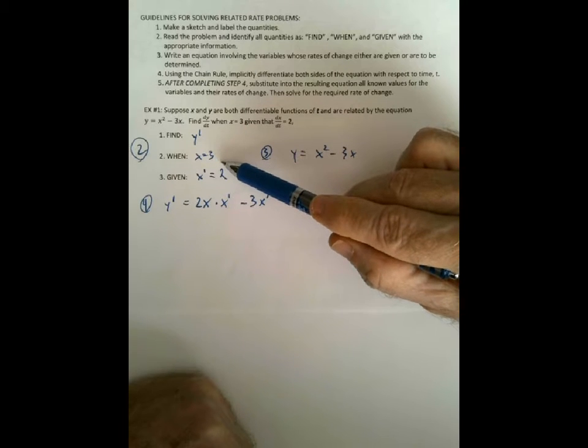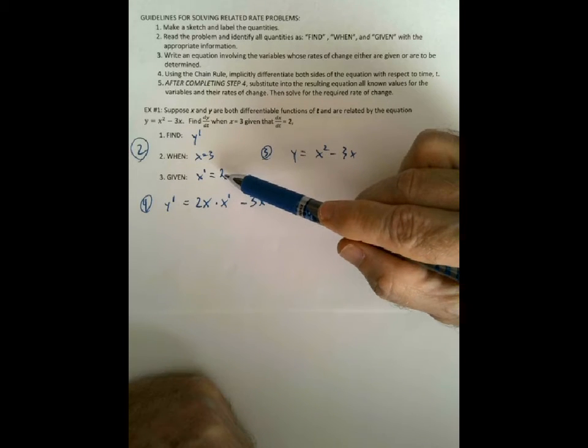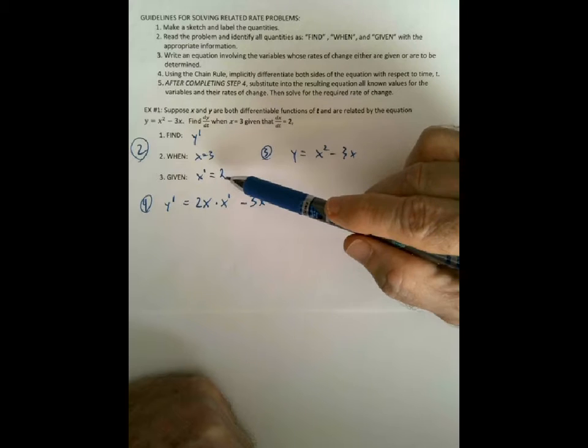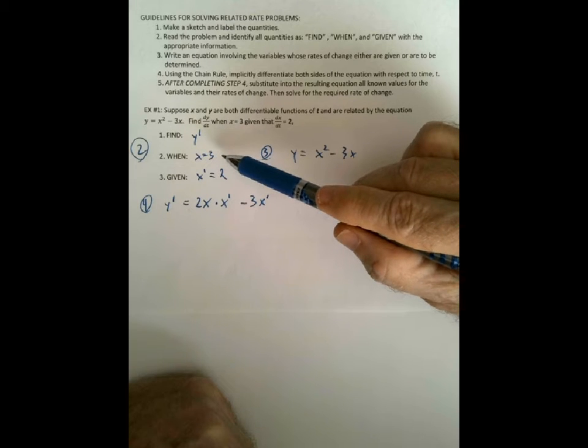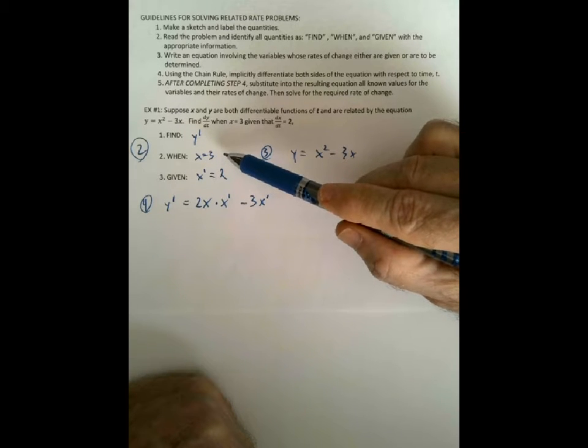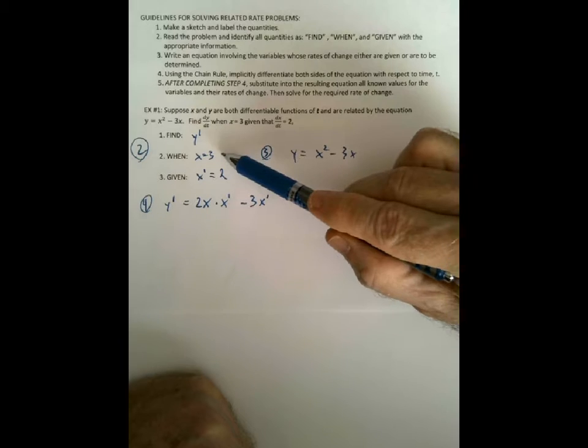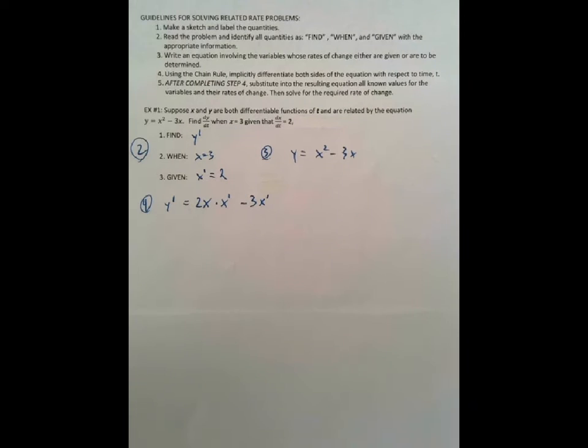x is not always equal to 3 because it's actually changing at a rate of 2 meters per second or something. But at some instant in time, x is exactly equal to 3 for an instant, and that's the point in time that we want to know y prime. Okay, so we have to write that all out fair and square.